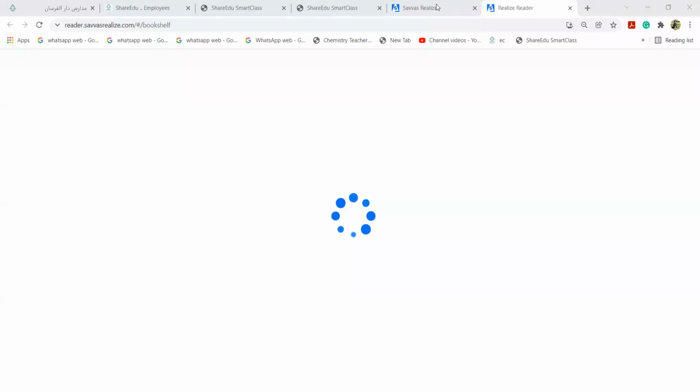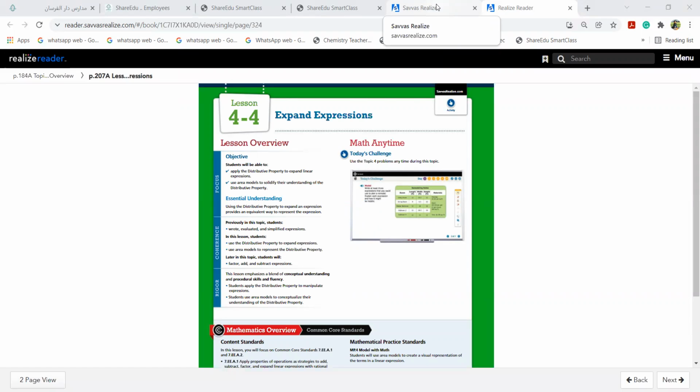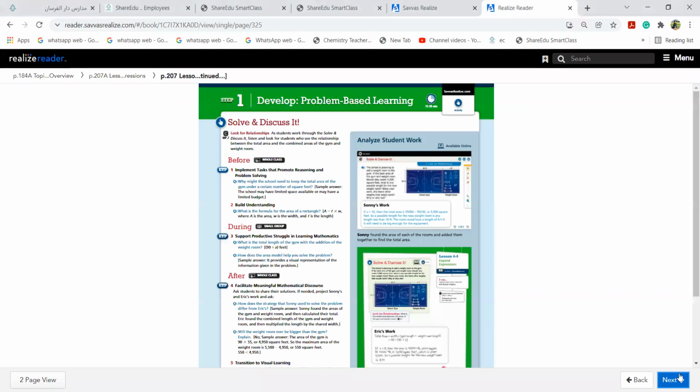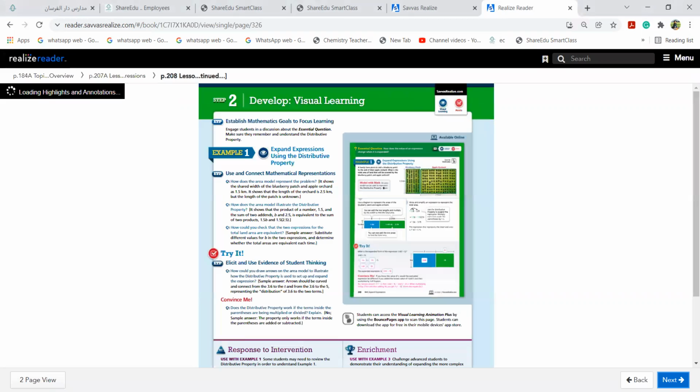Okay, so grade 7 girls, let us continue with lesson number 4.4, expand expressions. Turn to page 212. Is it 12 or 13? Miss, 11, we are on page 211. Okay, we are at question 11.